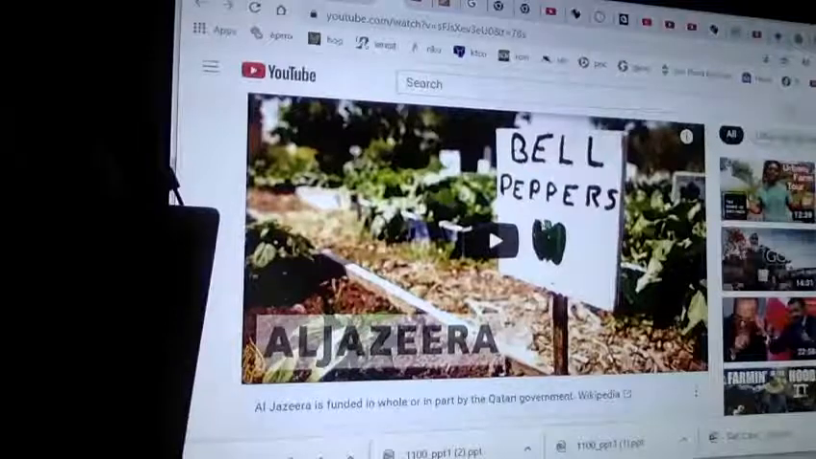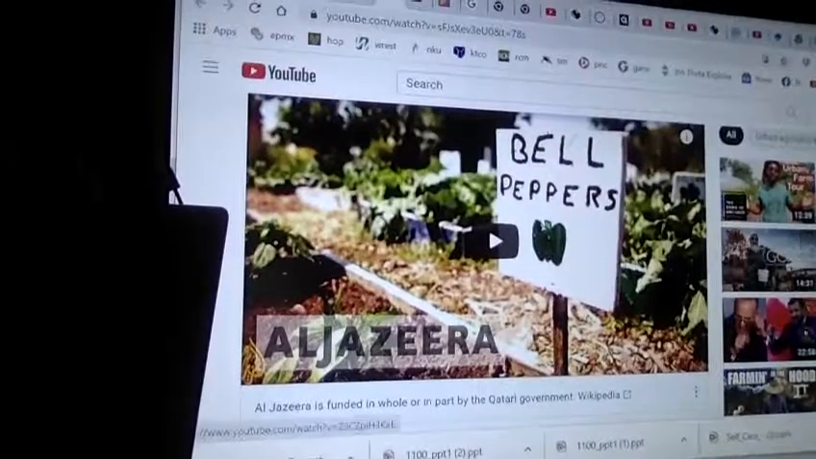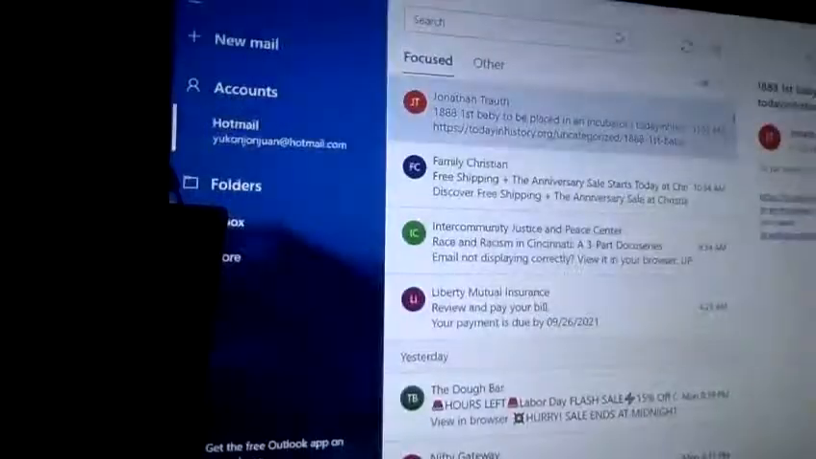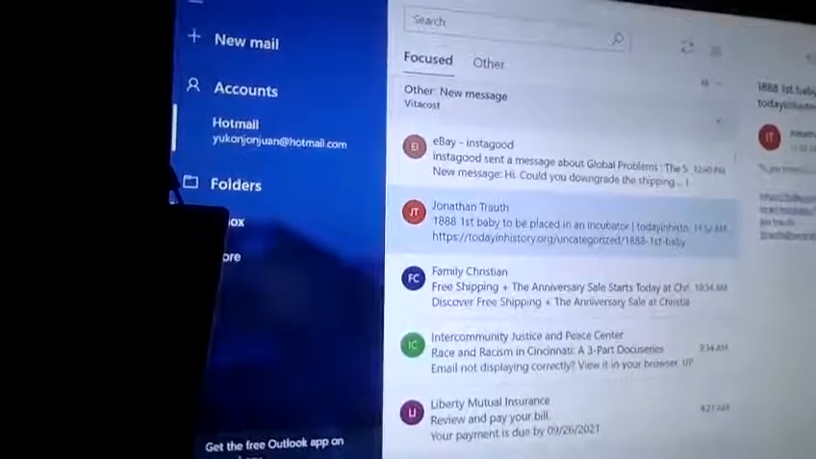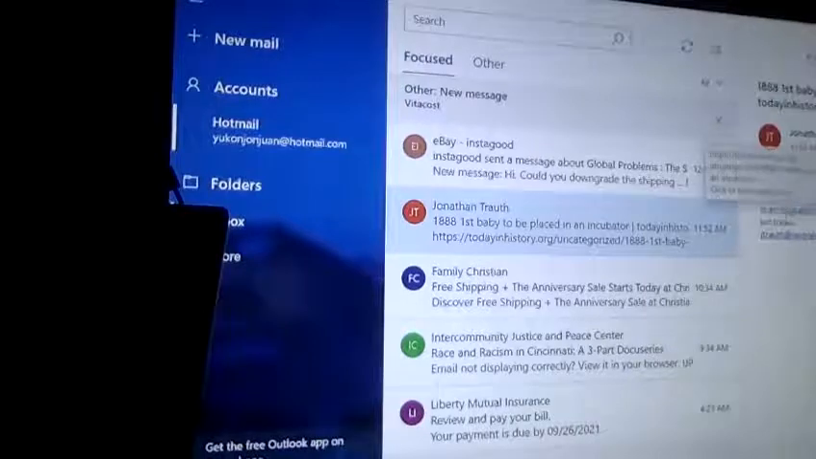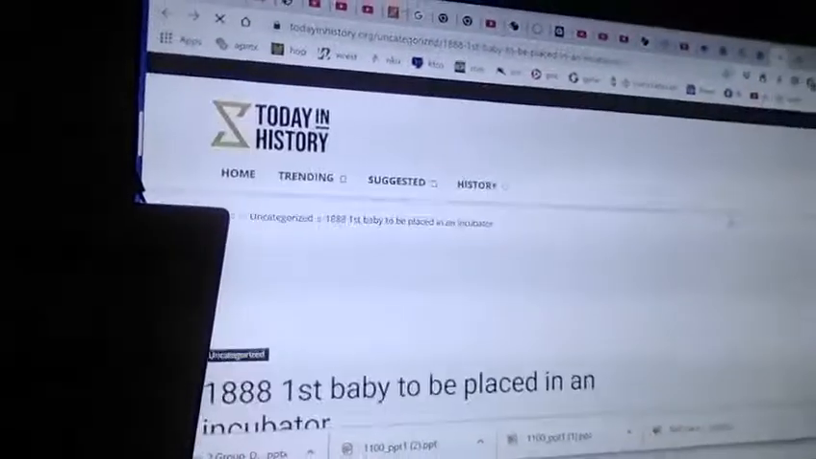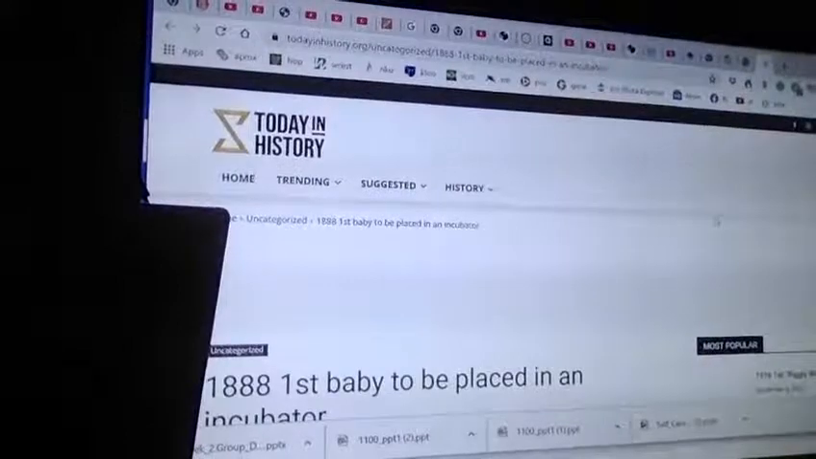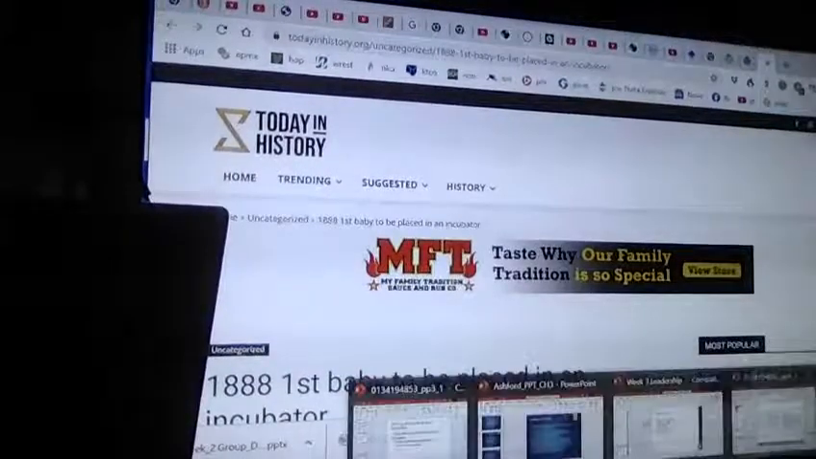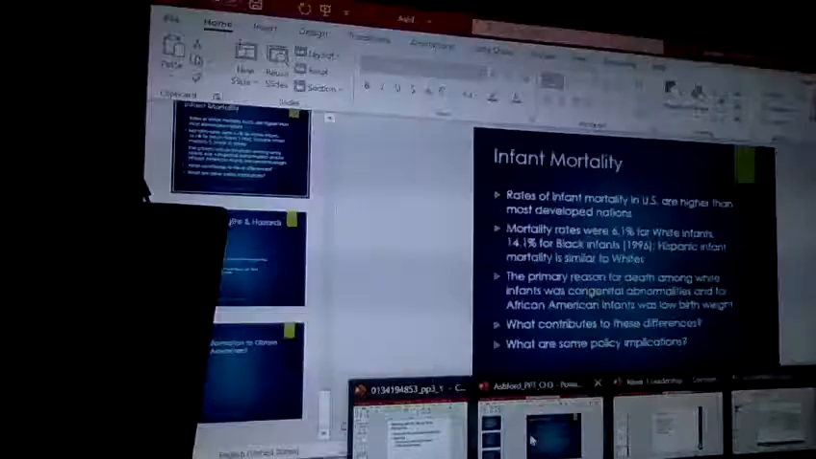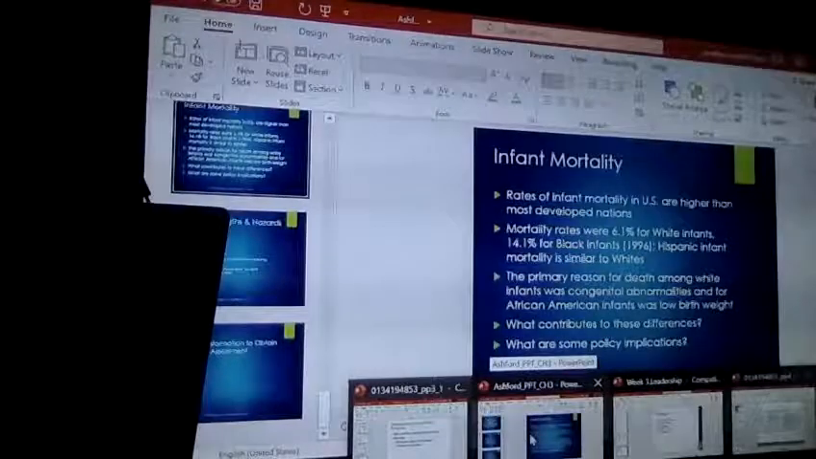Let's see. Oh, that's right. Okay. I had this for you guys today because I thought this was interesting. The first baby to be put on an incubator. They were asking what the sex was and how they did it. Because we're finishing up chapter 3 and going to chapter 4.